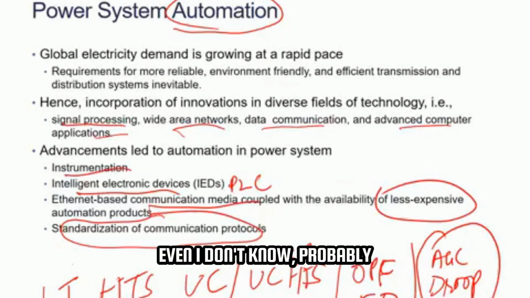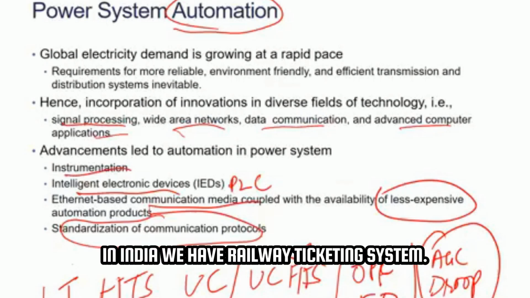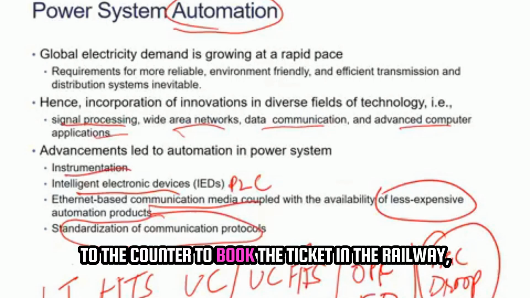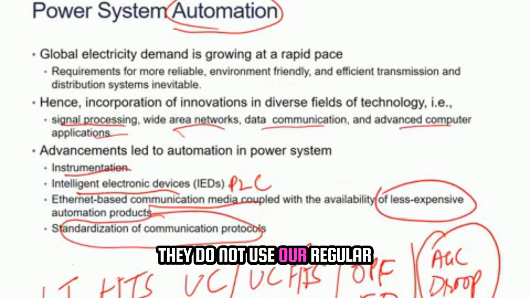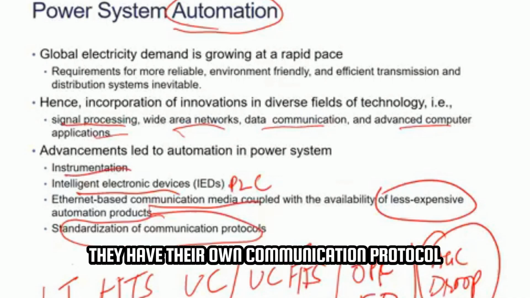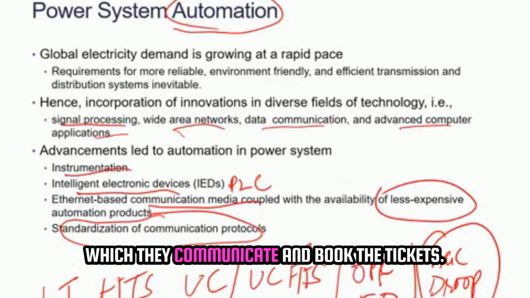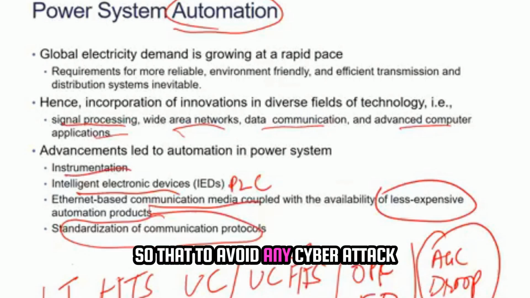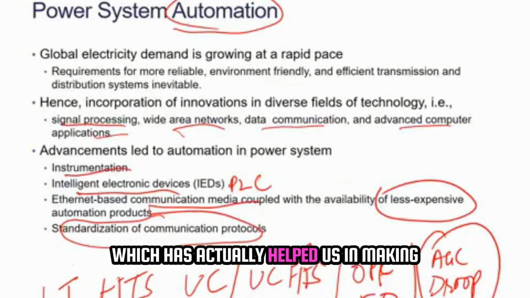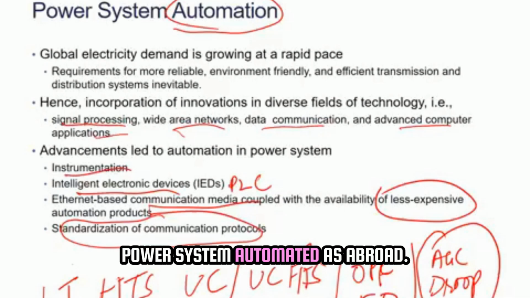Probably foreign students might not be aware of this. In India, we have a railway ticketing system, and if you go to the counter to book a ticket, they do not use our regular telephone lines or mobile communication. They have their own communication protocol and their own communication channel over which they book the tickets, to avoid any cyber attack and any mishappening. Right, so we have developed these technologies which have helped us in making the power system automated as a whole.